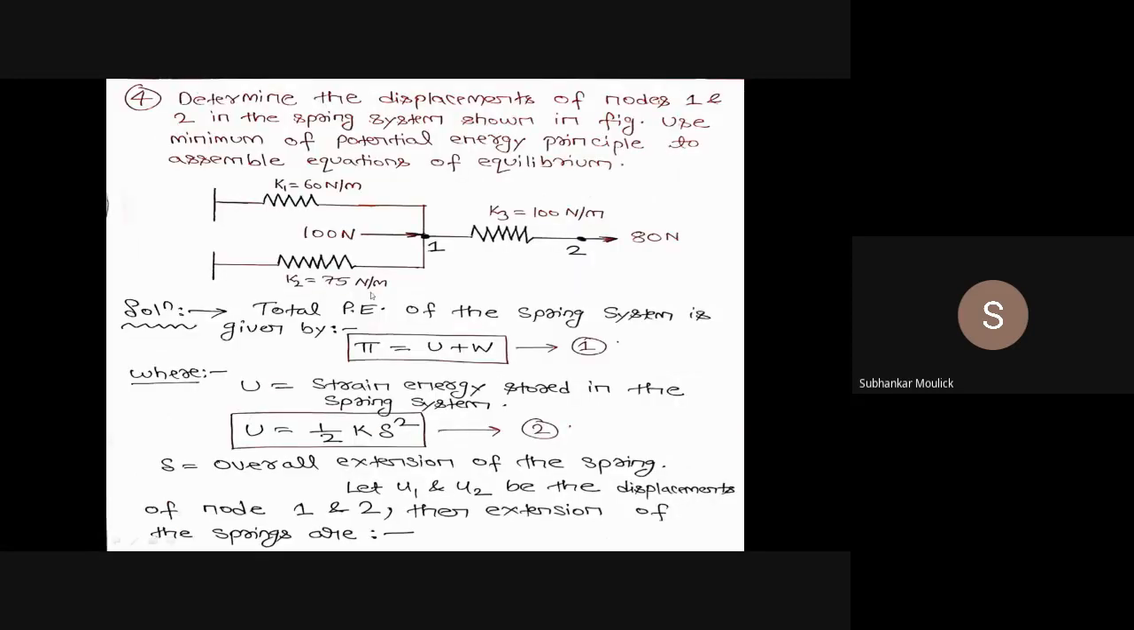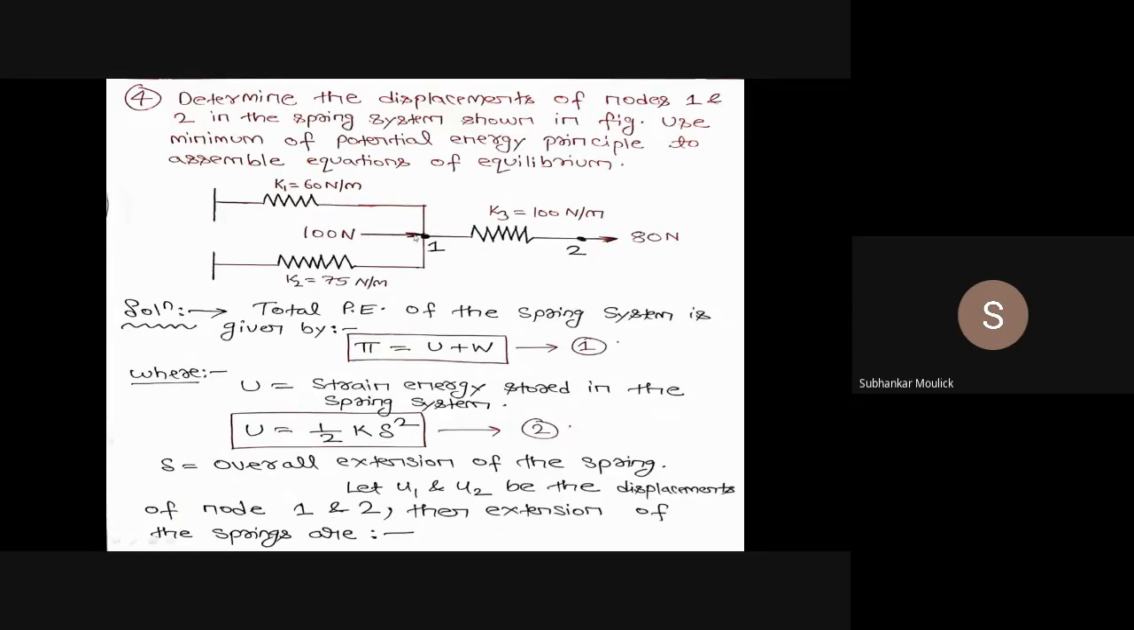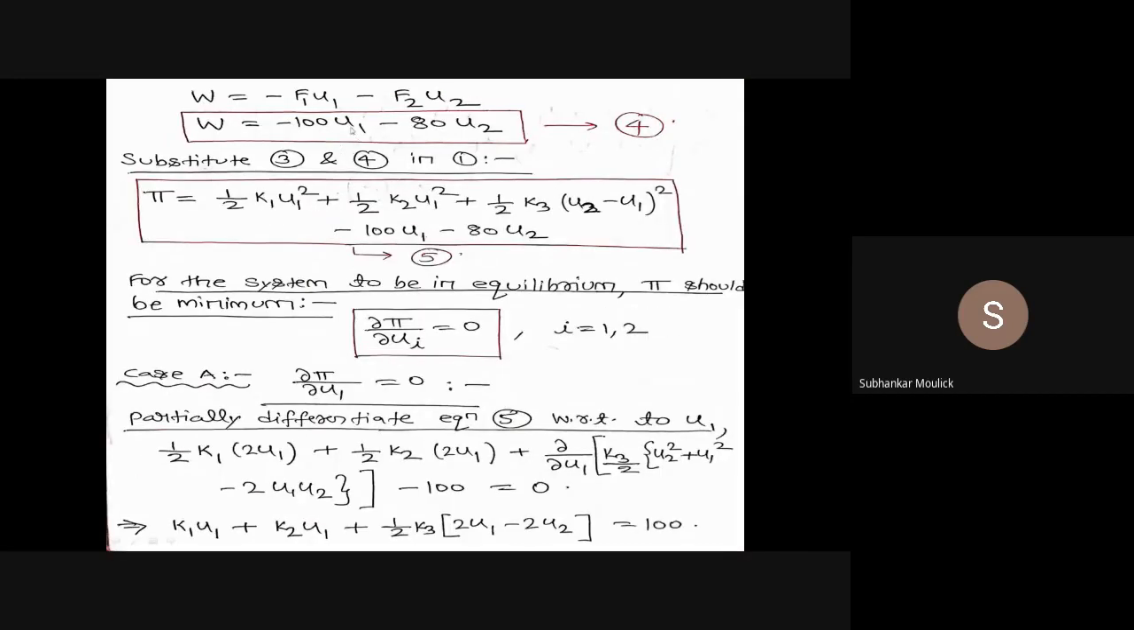From this diagram, it is very clear that the point load is acting at nodal point 1 and nodal point 2. So the value of W will be minus F, that is 100, into u1 because it is acting at nodal point 1, minus F, that is 80, into u2 because this 80 is acting at nodal point 2. So the value of W becomes minus 100 u1 minus 80 u2. Equation number 4. Is it clear?